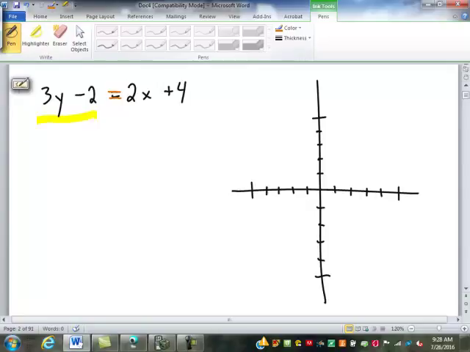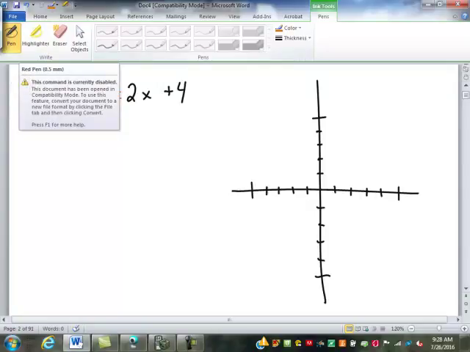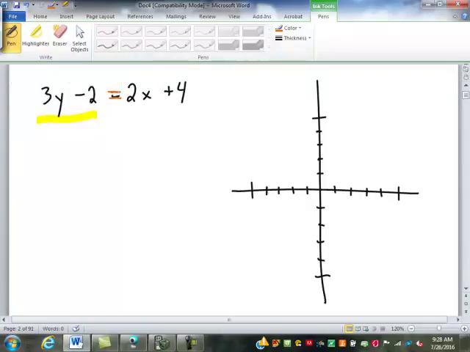Yeah, there's two things keeping it from being by itself. There's the 3 and the 2. The last thing that would have been done if we'd built this would have been subtracting the 2. So that's the first thing we're going to get rid of, by adding the 2. So we add 2, it takes that away, leaving us with 3y.